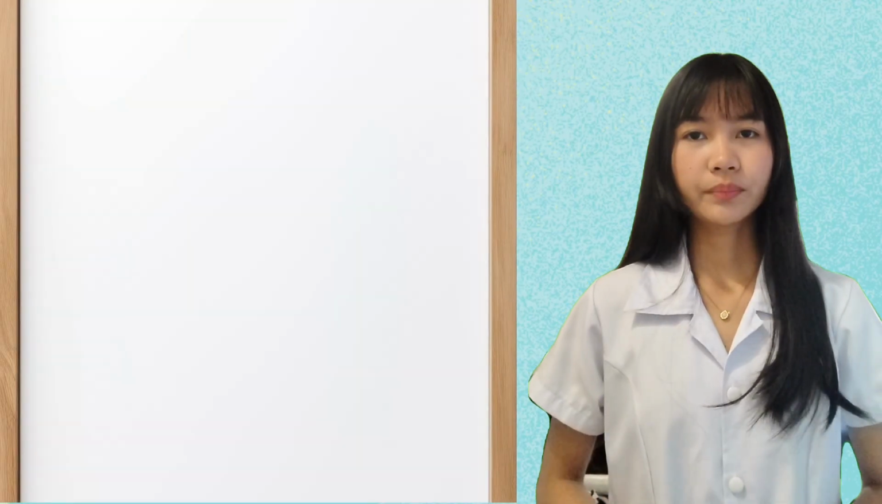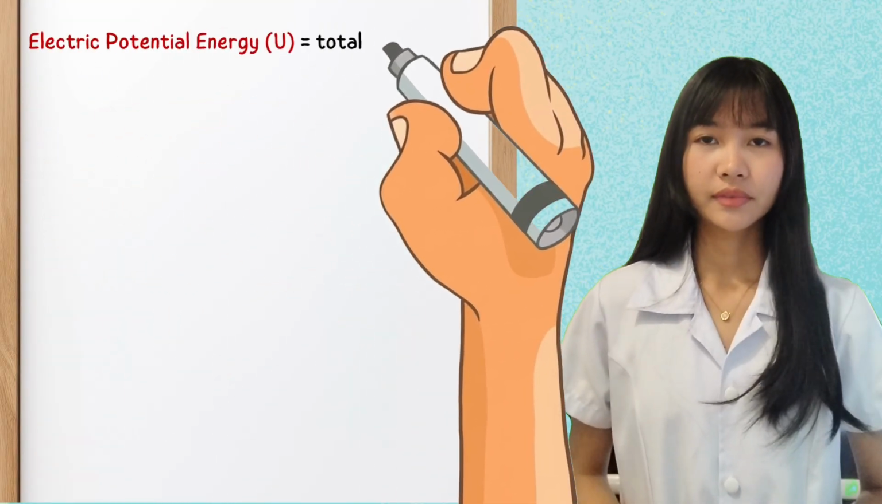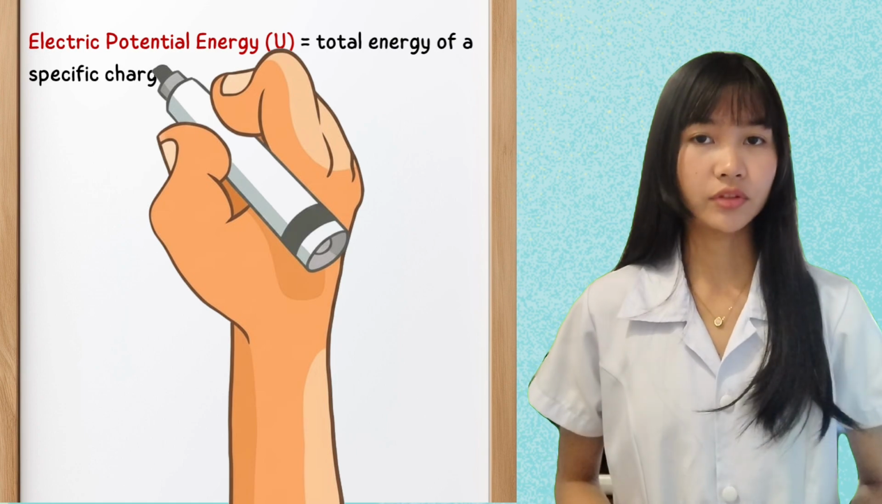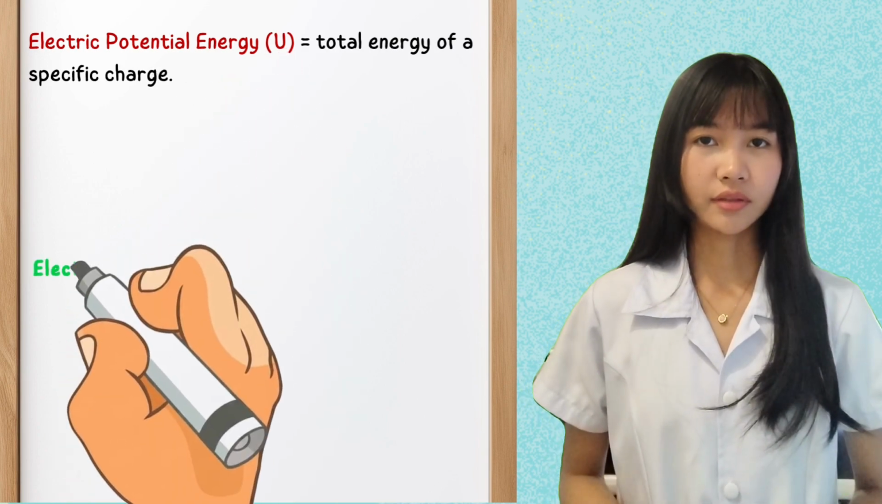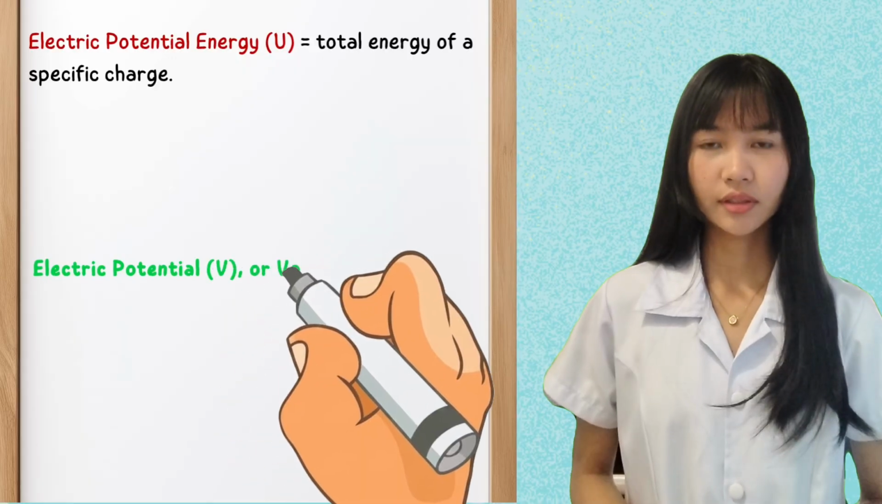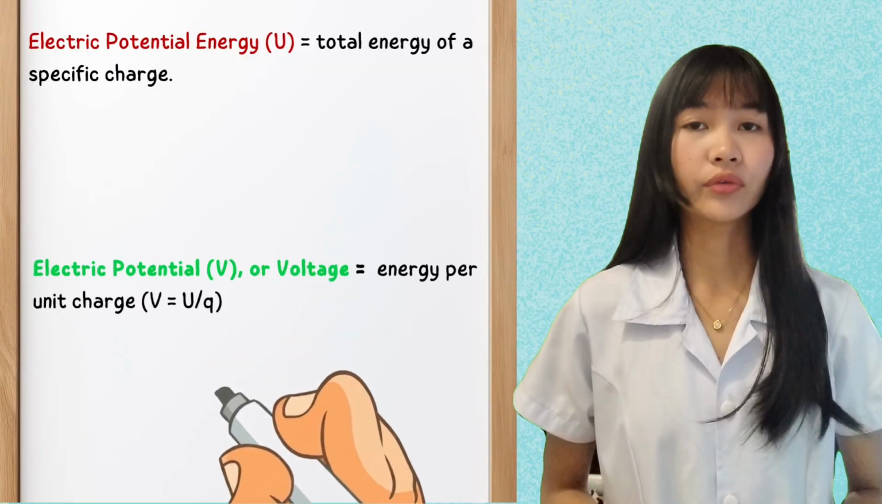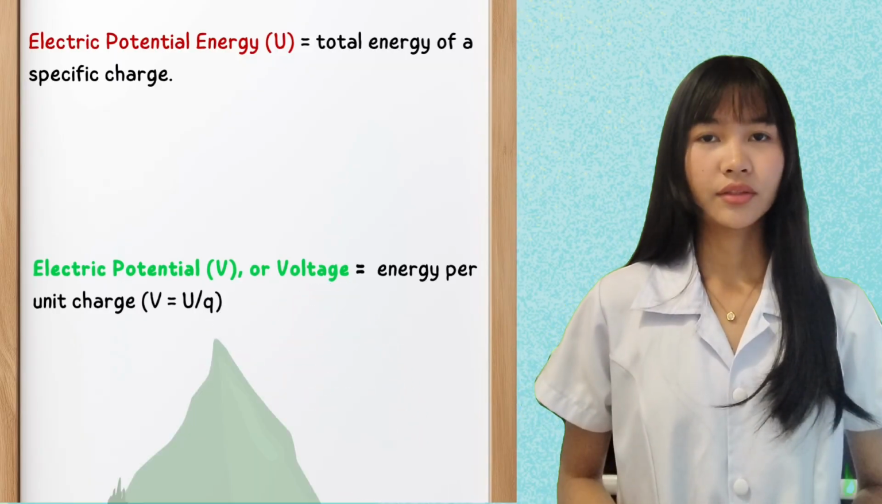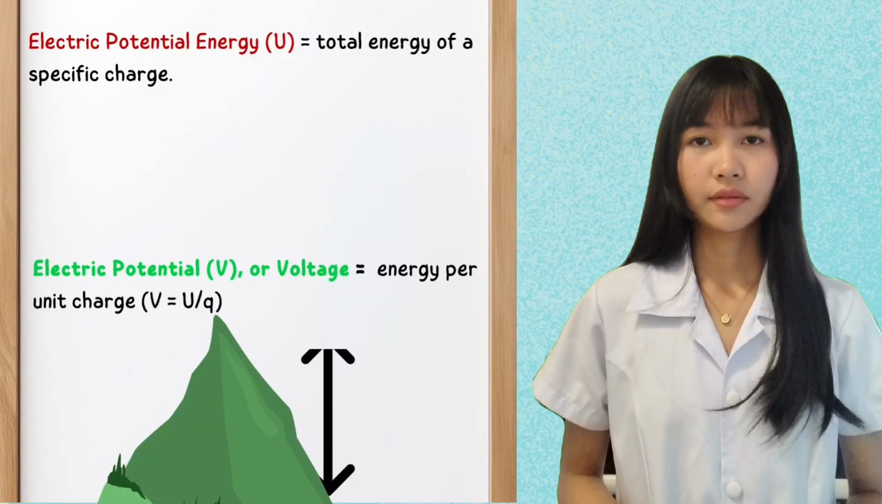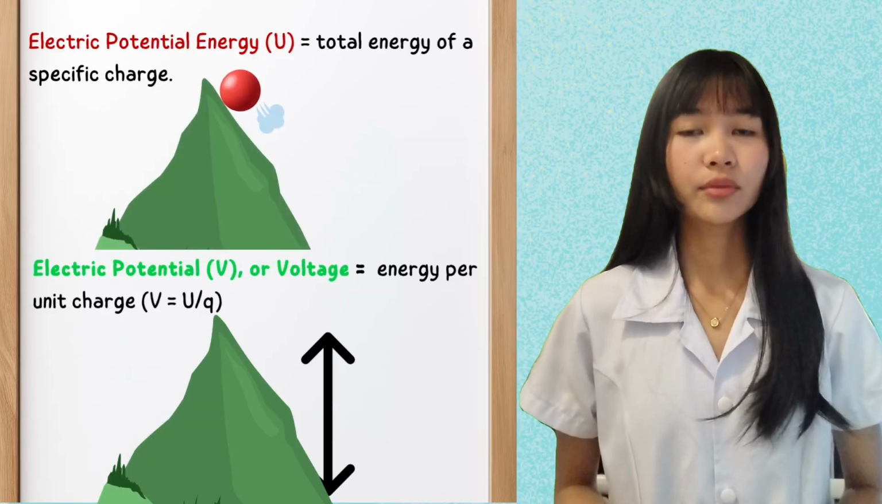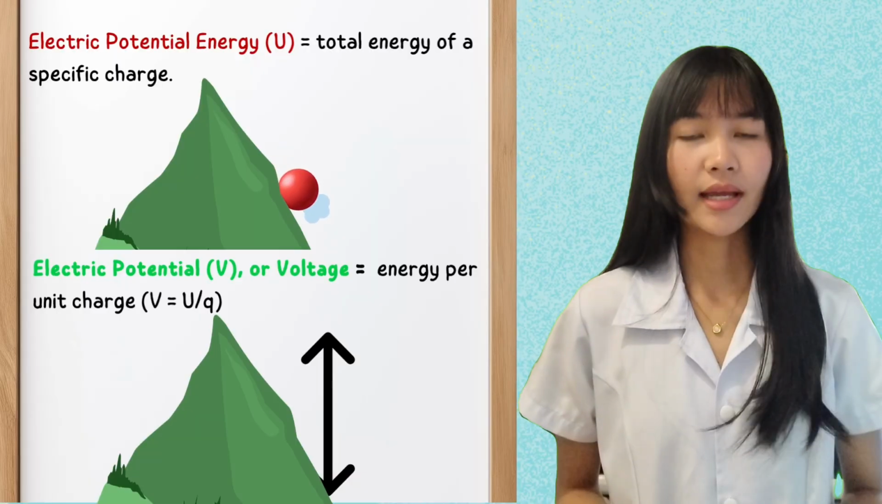Wait. Is electric potential energy the same as electric potential or voltage? Great question. They are related but different. Electric potential energy, U, is the total energy of a specific charge. Electric potential, or V, or voltage, is the energy per unit charge. V is equal to U over q. Think of it this way: voltage is like the height of the hill, while potential energy is how much energy a specific ball has at that height.